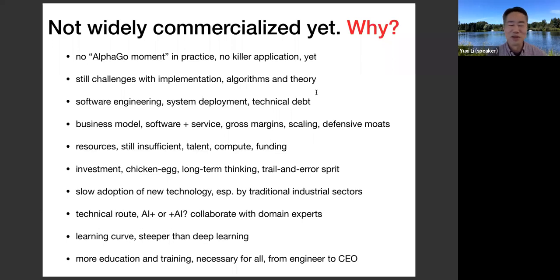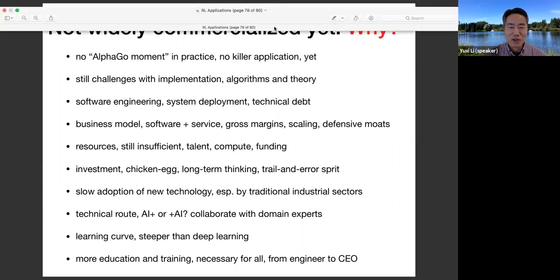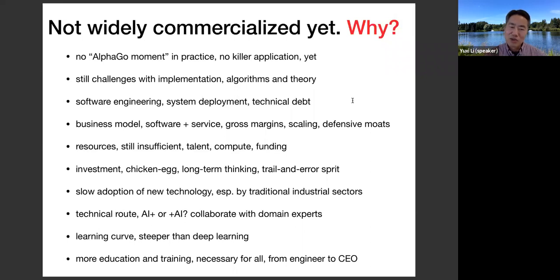That's actually a mistake, but many people regard deep learning as AI. So why? Just now I mentioned that reinforcement learning is so powerful. So why is reinforcement learning not widely commercialized yet? Okay, this is my understanding. I think one reason is there's no AlphaGo moment in practice yet, no killer applications yet.